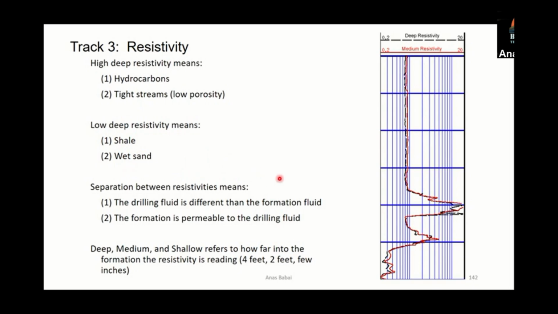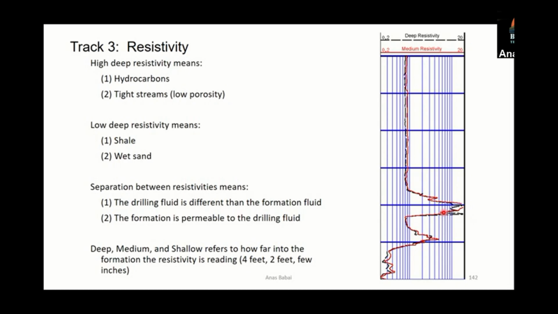Now, in some cases, we might experience separation between the 2 or the 3 resistivity values that we have, the shallow, medium and deep. In this case, that means we have different fluids in the formation, and each fluid has different resistivity than the others. For example, if we have water and oil, we expect that the deep resistivity will give us high resistivity, while the medium and shallow resistivity will give us very low resistivity, because they are reading in the interval in which we have either the drilling fluid or the formation water, while the hydrocarbon will be deep in the reservoir away from the borehole, and the deep resistivity will read the hydrocarbon resistivity, which will be very high.